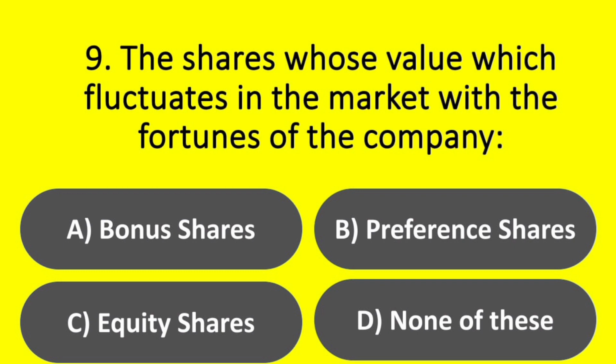Question. The shares whose value fluctuates in the market with the fortunes of the company. Options A, bonus shares, option B, preference shares, option C, equity shares, option D, none of these. Answer option C, equity shares.